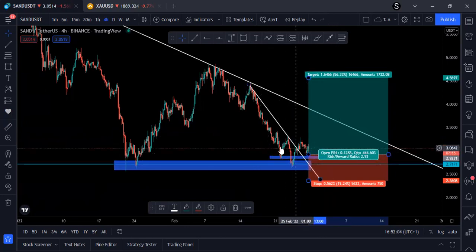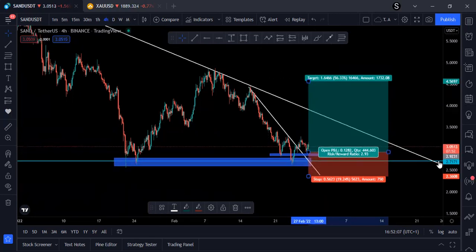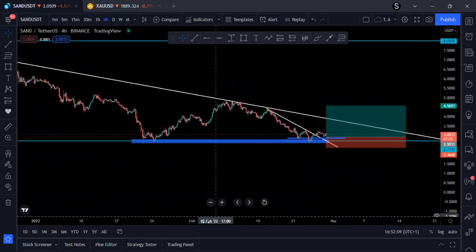Okay, that's it for today. I just analyzed gold and SAND USDT.